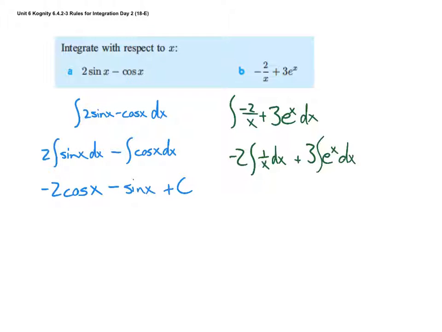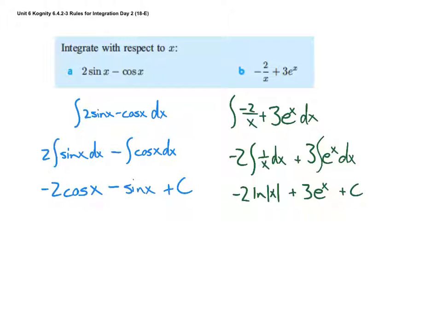Okay? Well, what's the integral of 1 over x? ln absolute value of x. Yeah, there you go. So now it's negative 2 times ln of absolute value of x, plus 3 times e to the x. The integral of e to the x is e to the x. And now you have a plus c.